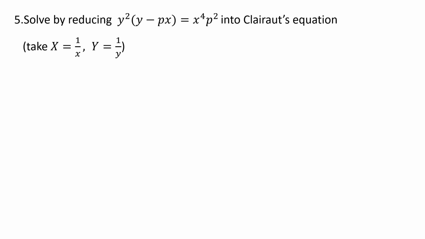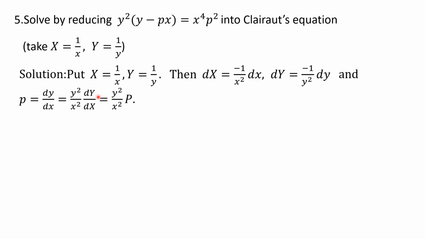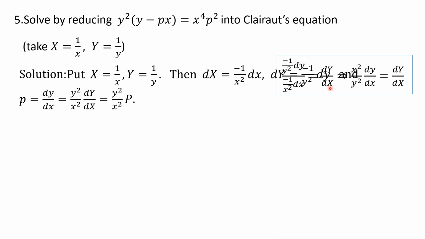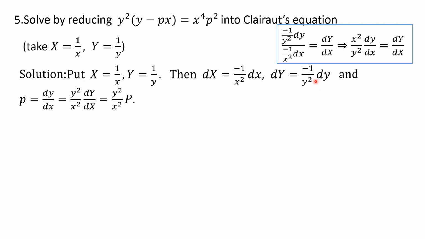Correct? So let us take one more problem. Solve by reducing y square into y minus px equal to x power 4 p square into Clairaut's equation. Substitution is same as that of the previous problem. So by this we get p, that is dy by dx. I differentiated here. So dX equal to minus 1 by x square dx, dY equal to minus 1 by y square dy. So from this I'll get dY by dX, as you know.